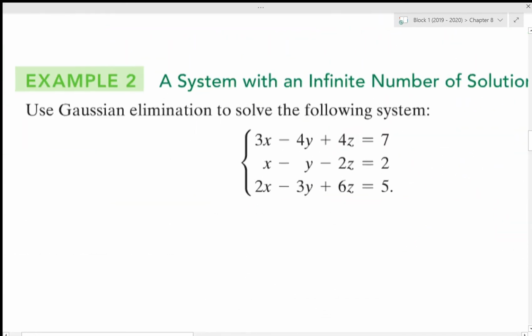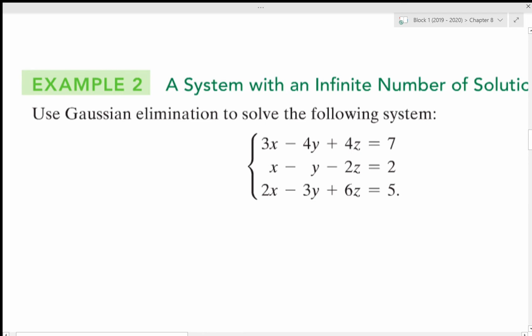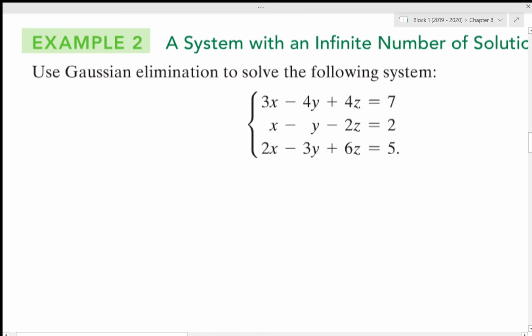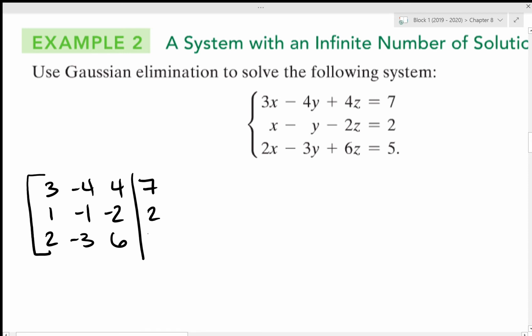Okay, so now let's move on to the opposite of no solution, infinite solutions. So let's just get right into this and start solving. So I already have it in the right form, so I'm just going to write 3, 1, 2, -4, -1, -3, 4, -2, 6, line 7, 2, 5.